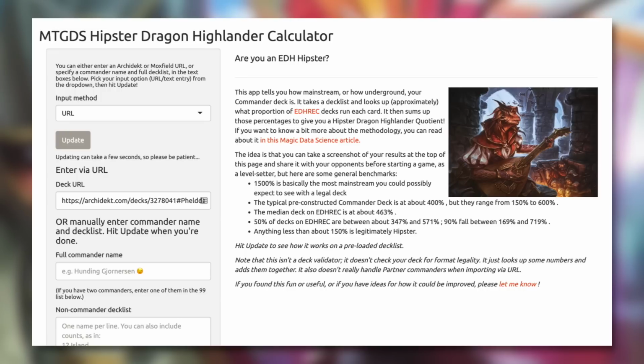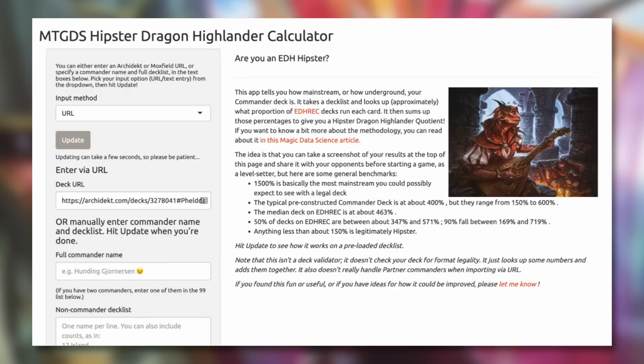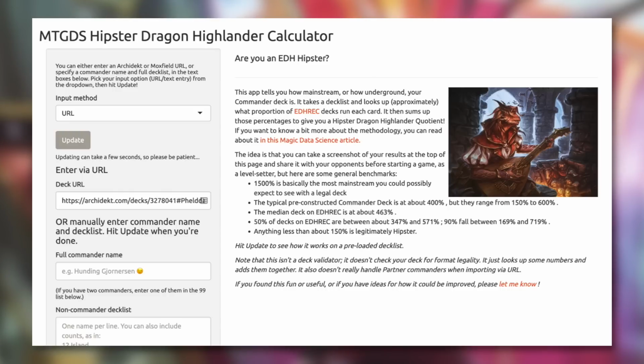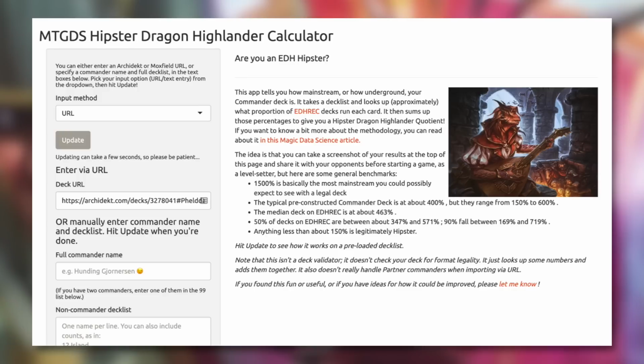Let me just read the little blurb right here. Are you an EDH hipster? This app tells you how mainstream or how underground your Commander deck is. It takes a deck list and looks up approximately what proportion of EDH Rec decks run each card. It then sums the percentages to give you a hipster Dragon Highlander quotient. If you want to know a bit more of the methodology, you can read it there. The idea is you can take a screenshot of the results, show them to your opponents and say, hey, I'm so incredibly hipster, look at my deck.